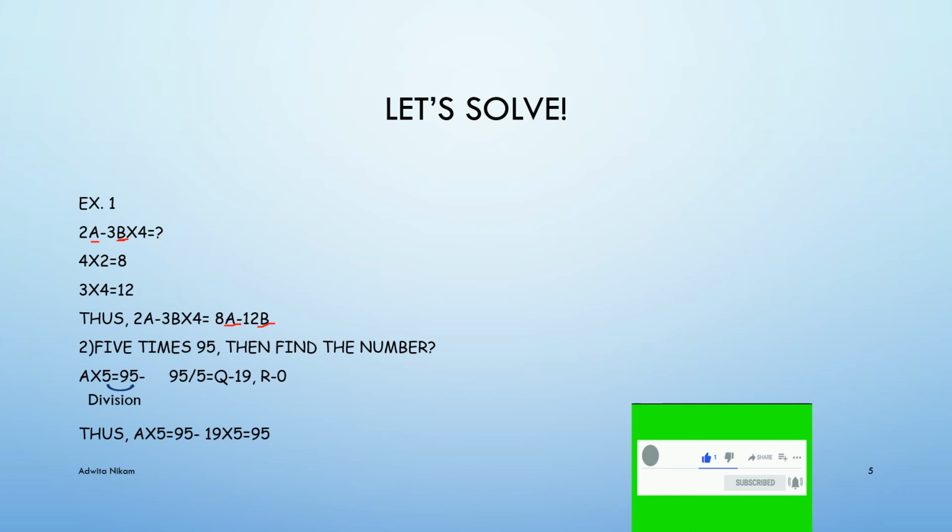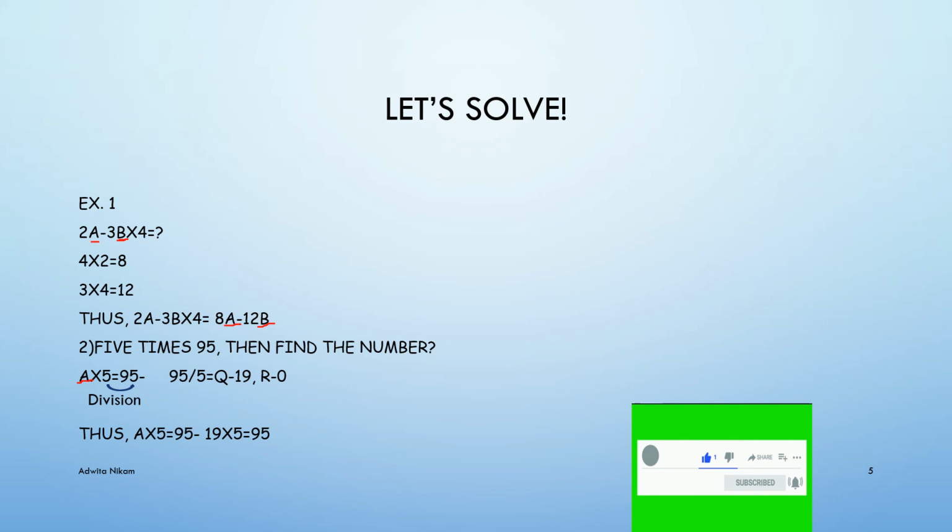5 times a number is 95, then find the number. Okay, so A, we don't know what that is. A multiplied by 5 is equal to 95. So now we have to find the value of A. So we take 5 to the side of 95, and its sign is multiplication, so its sign will become division. So 95 divided by 5 is equal to quotient 19 and remainder 0.